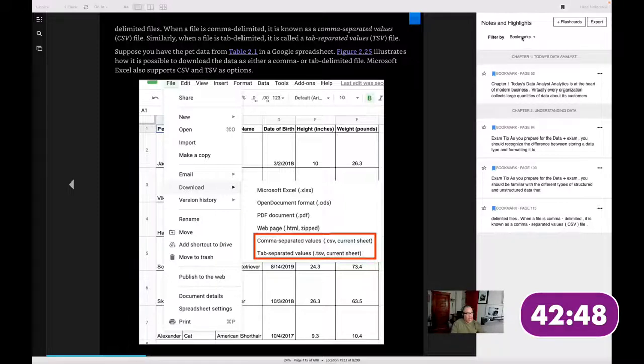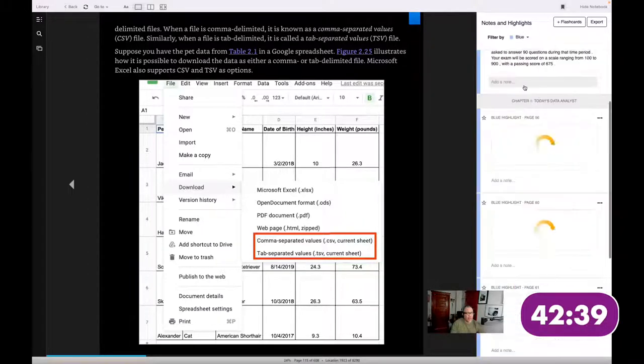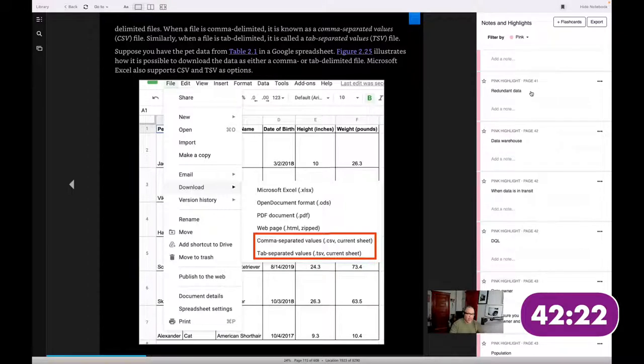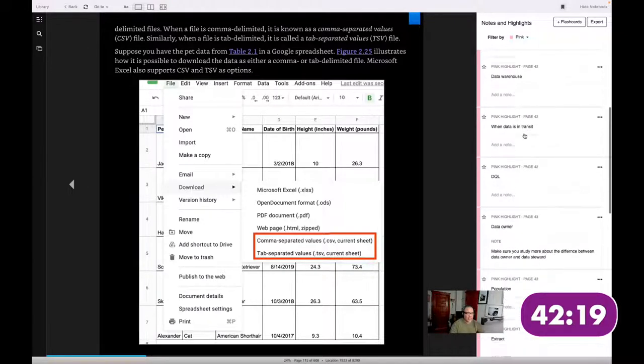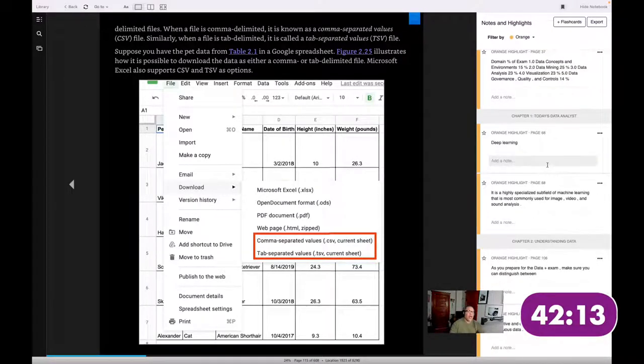Inside of the Kindle app, what we do is two things. Yellow we use to highlight anything we think might be on the exam. We use the color blue for something you would use to explain to someone specifically what a data analyst is or what you do as a job. We use pink to test ourselves, when we're doing quizzes and things like that inside of the book. And finally, orange is more of a personal note, things very specific to me that I would not share with other people.